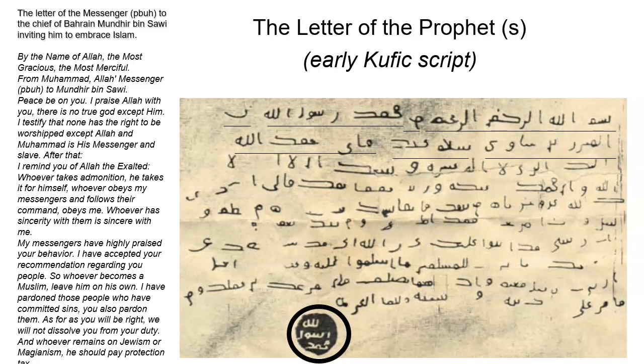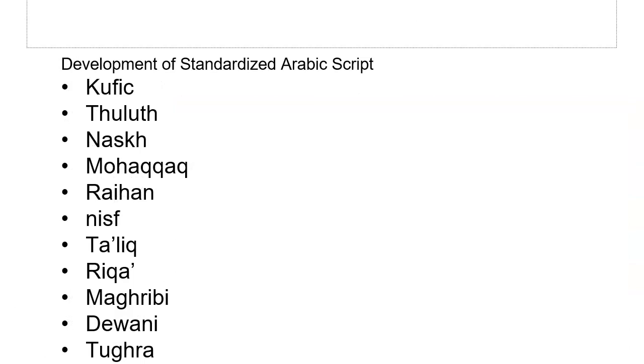And that has the Ma'il script, which is also a derivative of Kufic script. And we'll go into scripts again. So what are some of the scripts? Development of standardized Arabic script. I mean, it took centuries, millennia, before we get to scripts like Thuluth and Diwani, and Tughra.